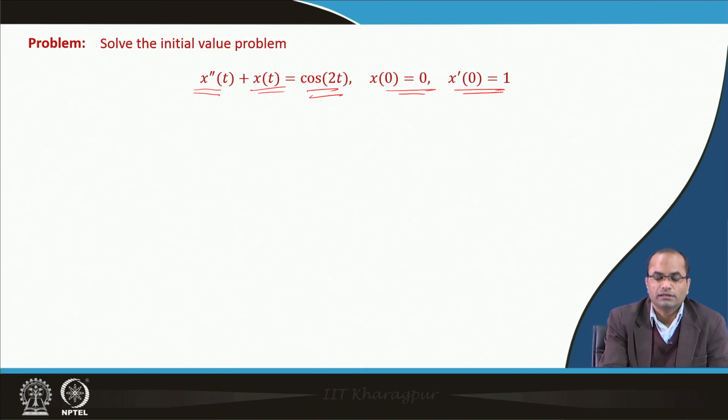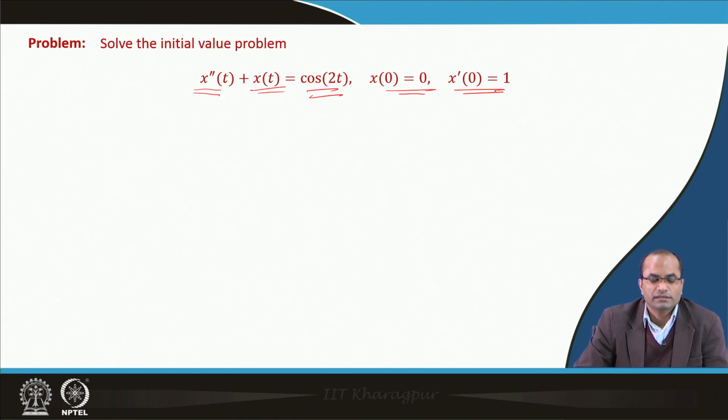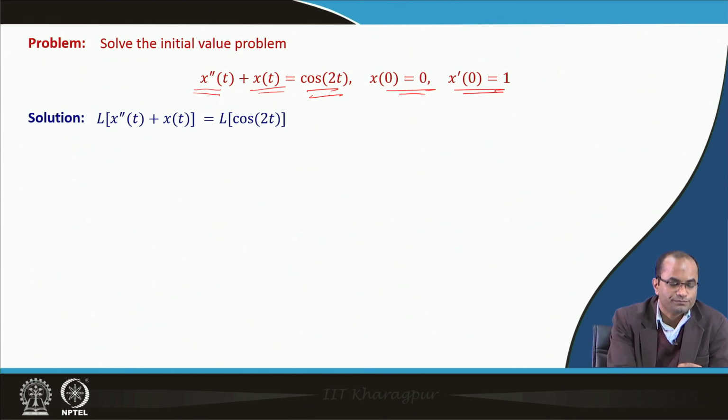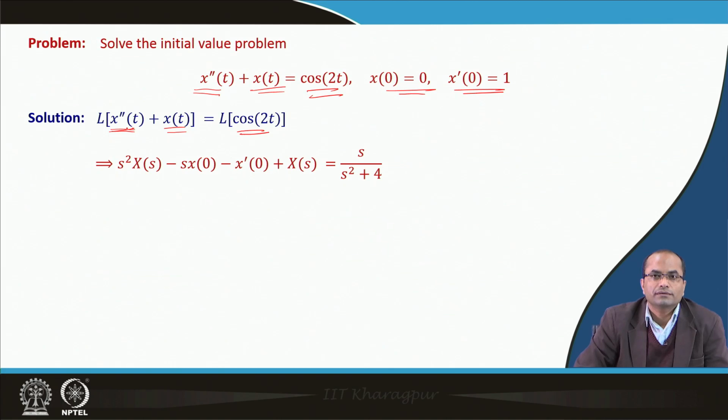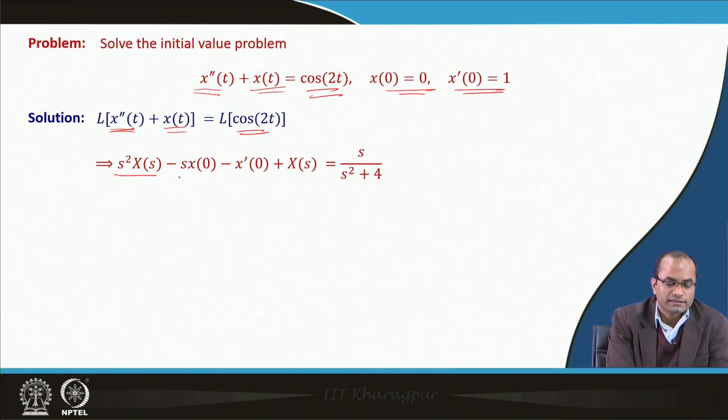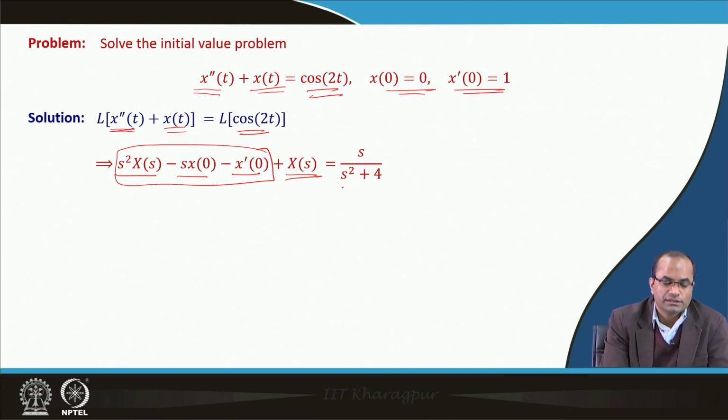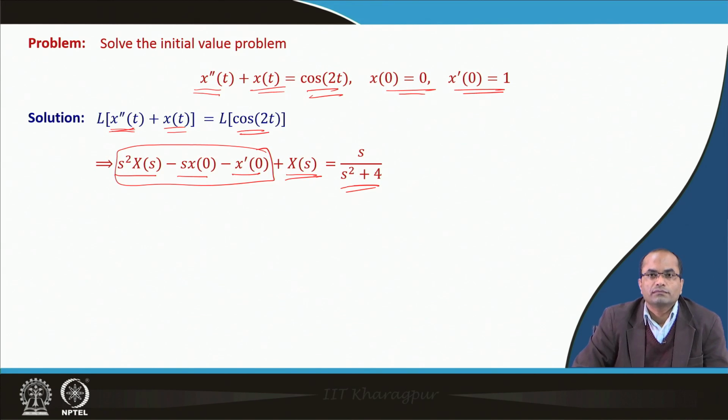Here these are the initial conditions given. So, again the process will remain the same. We will take the Laplace transform, simplify it incorporating these initial conditions, and finally, we will go for the inverse Laplace transform. So, taking the Laplace transform on x double prime plus x(t) and the right hand side on cos 2t, we will apply again this derivative theorem: s square X(s) minus s x(0) minus x prime(0), that is the Laplace transform of the double derivative, plus the Laplace transform of x(t), and on the right hand side the Laplace transform of cos 2t.